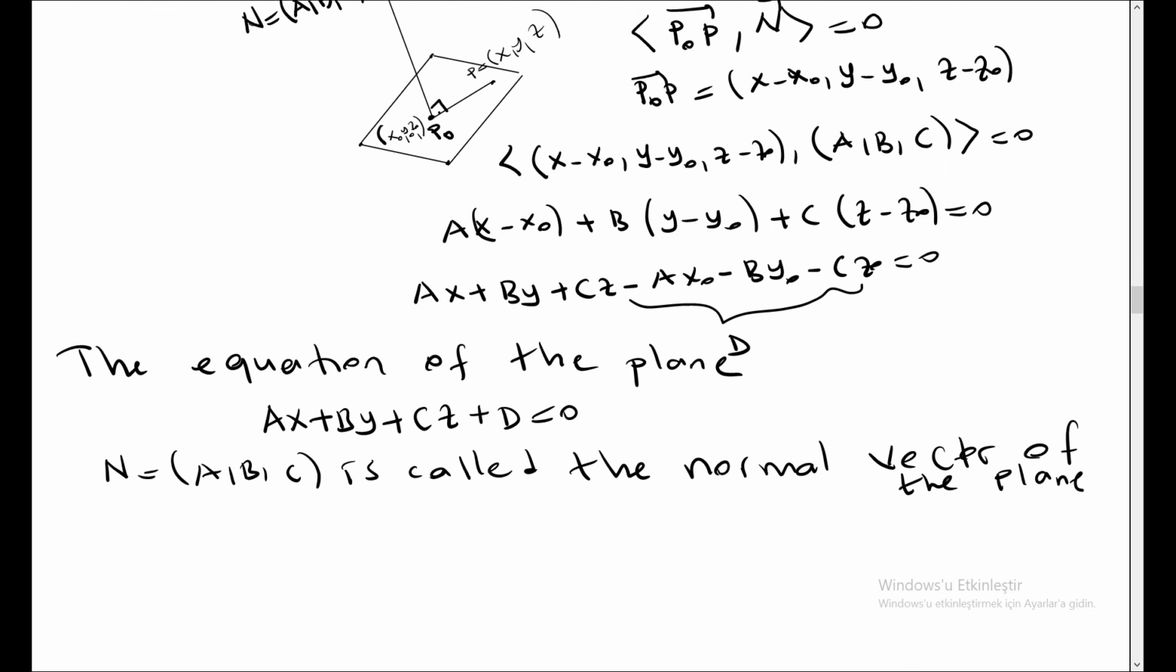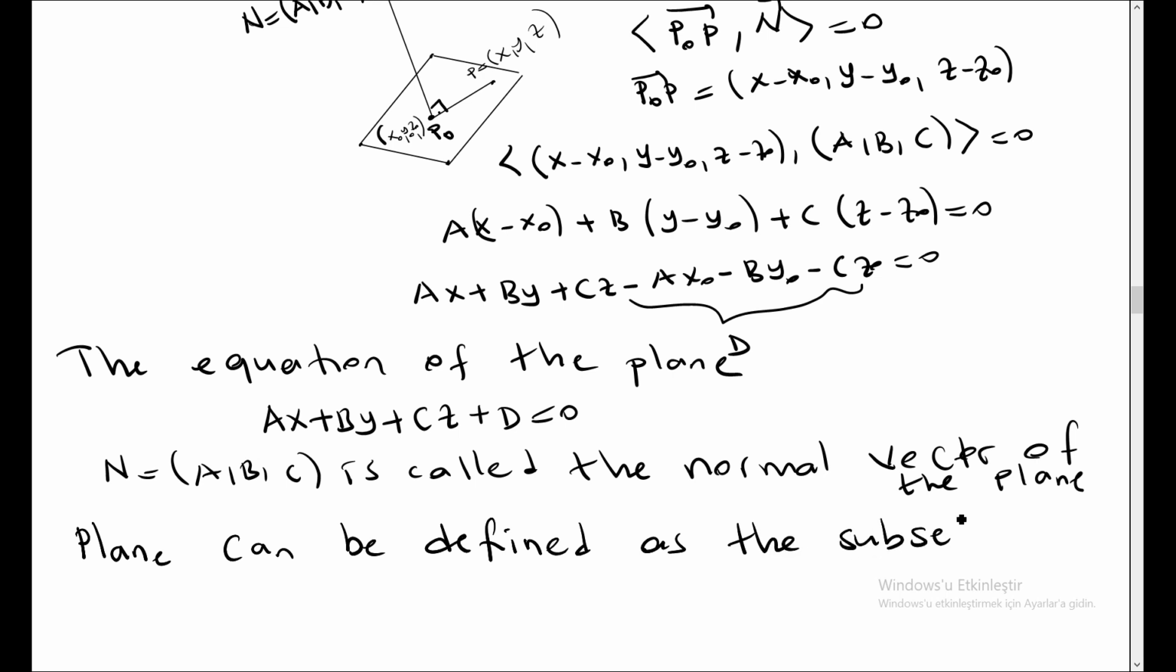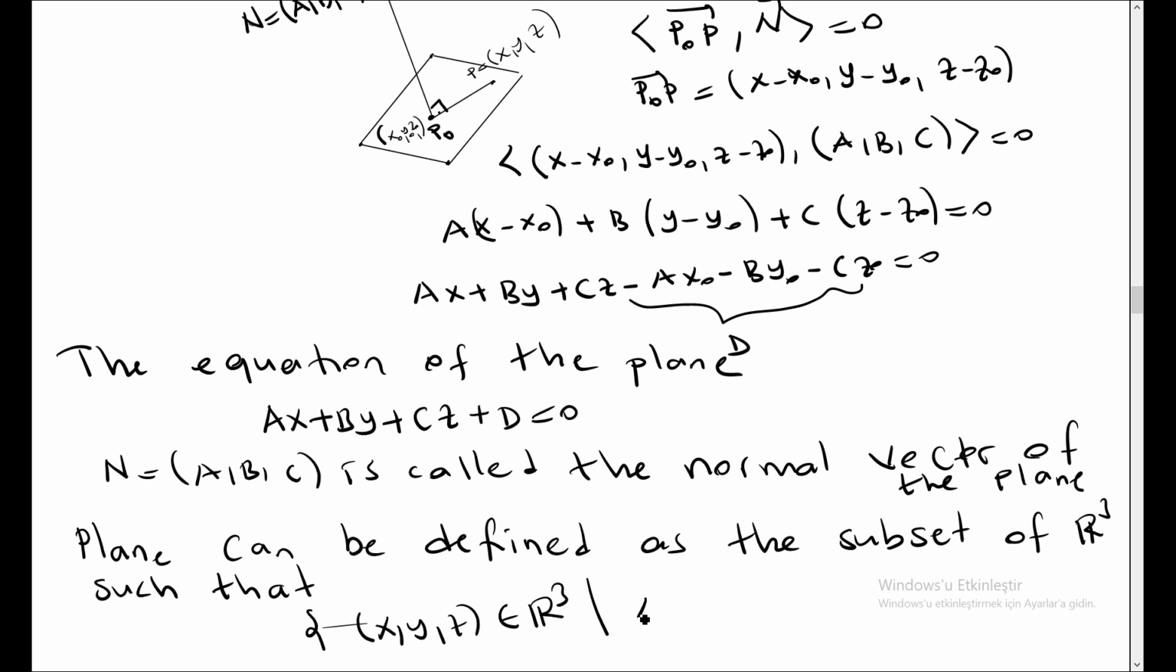So we can define the plane as a subset of R3 such that (x, y, z), this is the point in R3, such that a times x plus b times y plus c times z plus d equals 0. So this is the definition.